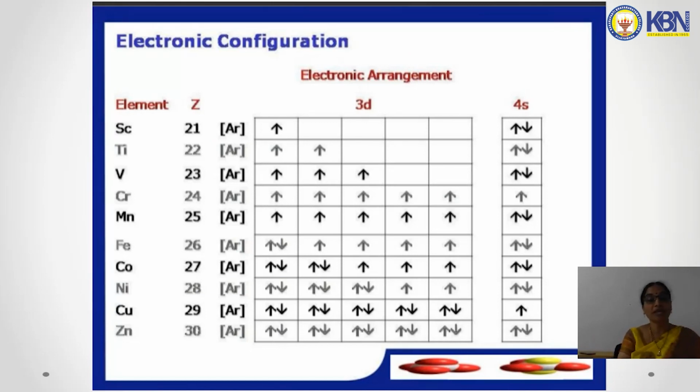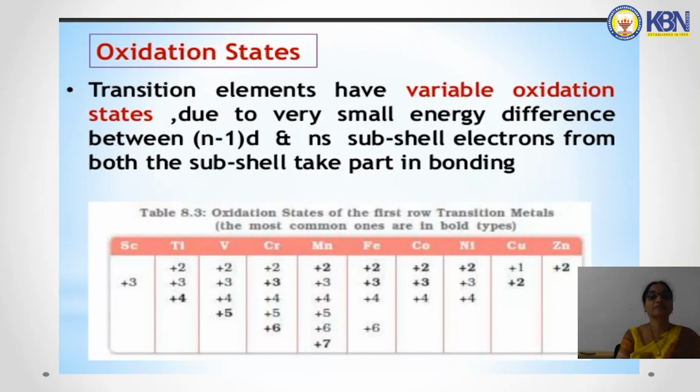But copper, again we can see that in copper actually we expected that the electronic configuration of copper is 4s2 3d9, but in practical the electronic configuration of copper is 4s1 3d10. Because 4s1 is half filled and 3d10 is completely filled, which is a more stable electronic configuration, that's why copper adopted that configuration instead of 4s2 3d9. And the last one is zinc, 4s2 3d10. So these are the electronic configurations of the 3d series.